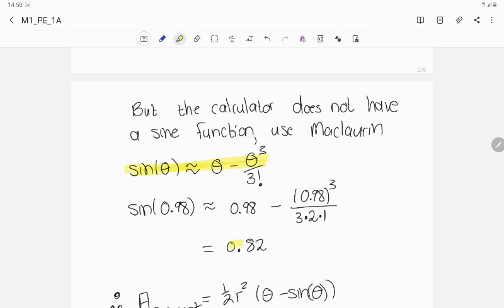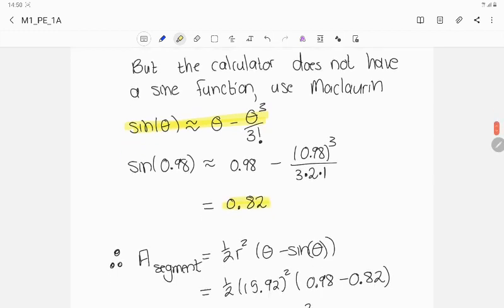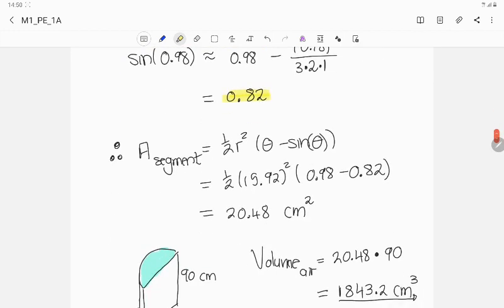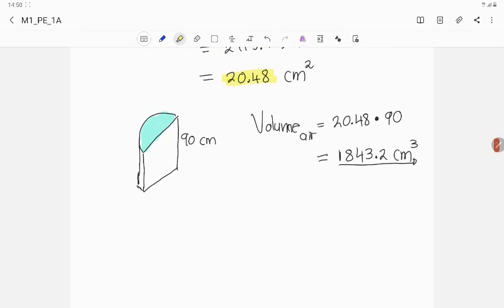If I do that, I calculate it to be 0.82. So I now know everything I need to do this area of the segment calculation. I find it to be 20.48 square centimeters.